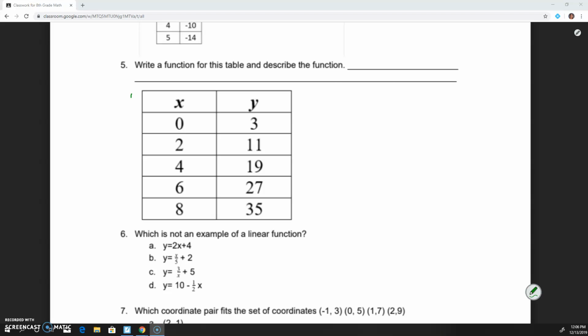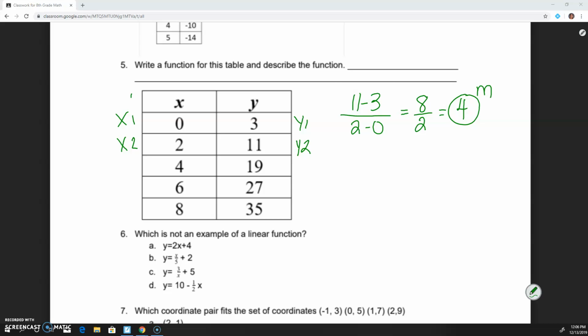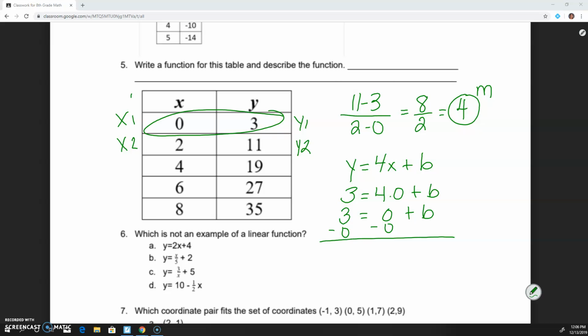Exact same type of problem as number 4. You have your x1, x2, y1, y2. y2 minus y1, x2 minus x1, 8 over 2. This time we got a positive 4 as our m. Then you have step 2, y equals mx plus b. Which points do you want to plug in? 0 and 3. So 3 equals 4 times 0 plus b. 3 equals 0 plus b. Minus 0, 3 equals b. Plug it back in. So your answer is y equals 4x plus 3, right?